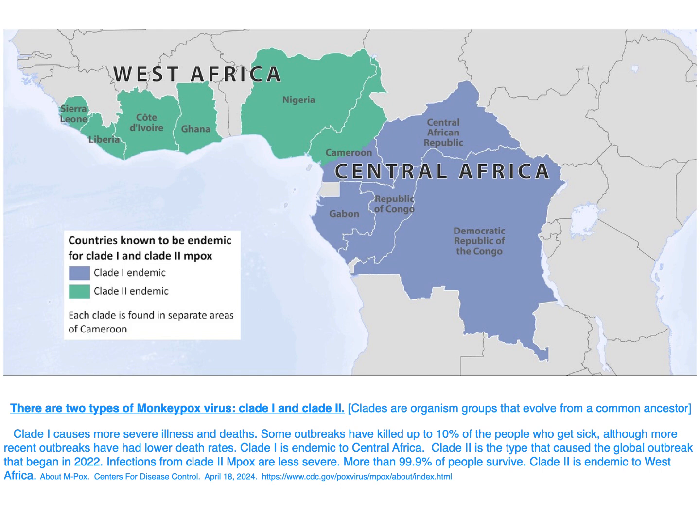There are two types of monkeypox virus, Clade 1 and Clade 2. Clade 1 causes more severe illness and deaths. Some outbreaks have killed up to 10% of the people who get sick, although more recent outbreaks have had lower death rates. Clade 1 is endemic to Central Africa. Clade 2 is the type that caused the global outbreak that began in 2022. Infections from Clade 2 M-pox are less severe. More than 99.9% of people survive. Clade 2 is endemic to West Africa.